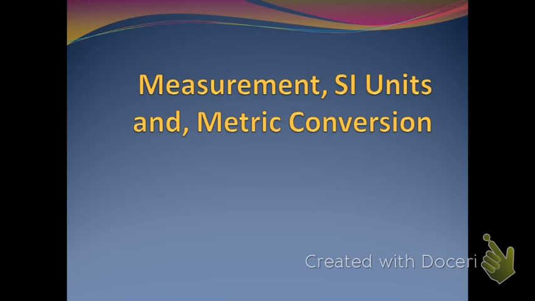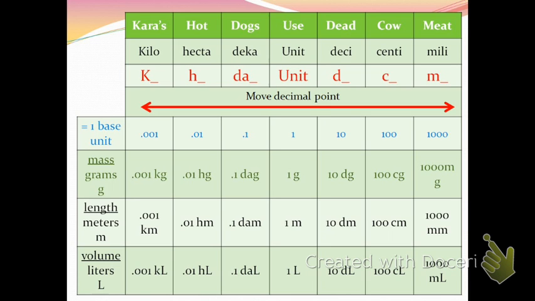Alright, in this video we're going to talk about measurement, SI units, metric conversion, and a simple little trick to help convert those metric units. Remember that this metric system is based on multiples of 10. So if you multiply or divide by 10, you get a higher or a lower unit.